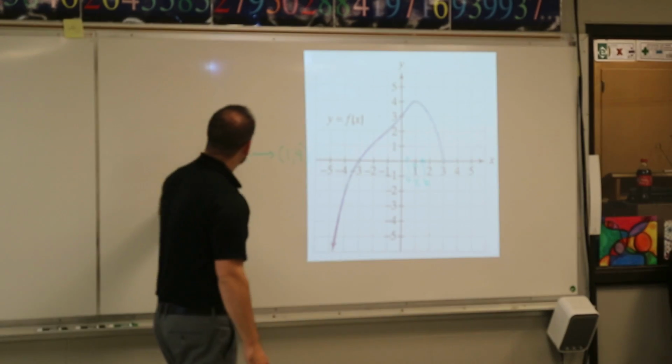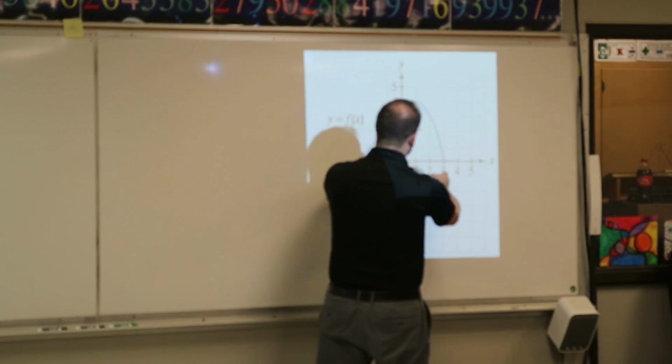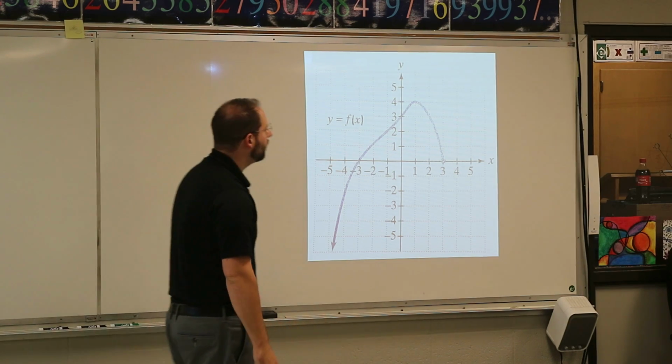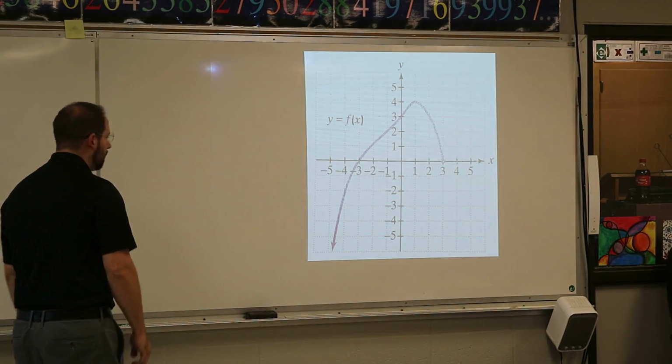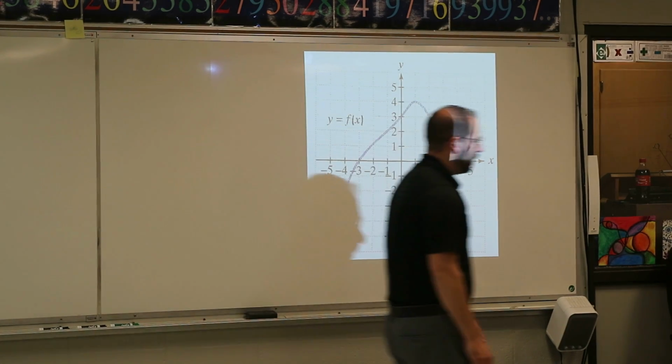Okay, on this one, we don't consider that to be a minimum because this thing keeps going forever and ever and ever, so it's not considered a relative. Relatives have to have valleys. Numbers right next to it have to be either higher or lower than that.